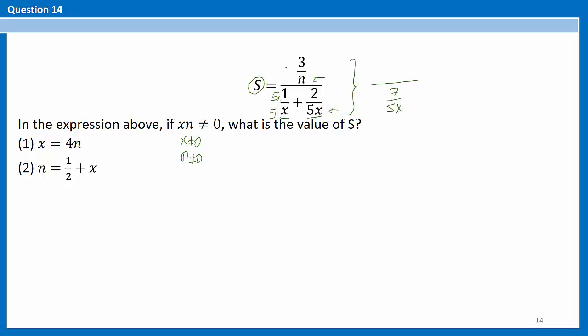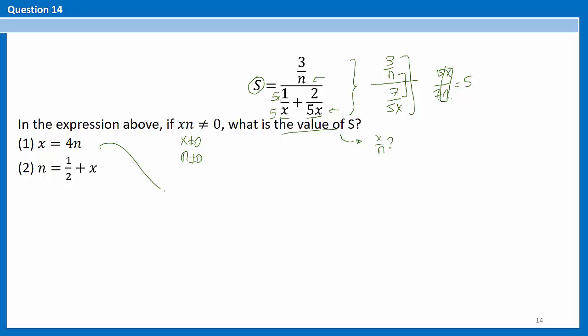And in the numerator, I would have 3 over n. I could just multiply the middle numbers and the extreme numbers. That would give us 15x over 7n. Now if this is the value of s, in order to find its value I just need to find what the value of x over n is. So the real question, instead of this, is: what is the value of x over n? This is what I'm going to look for.